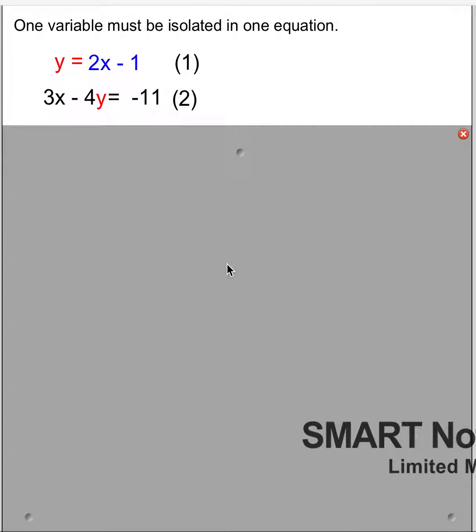Solving a system of linear equations by substitution. So here we have the two equations of the two straight lines in different formats. Notice in the first one, y is isolated already. In other words, it's one y and it's all by itself.